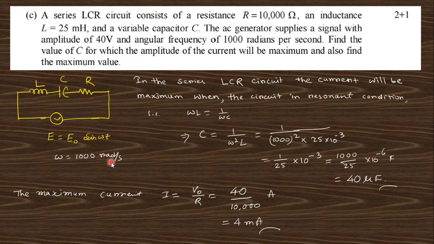So you know it will be maximum when there is a resonant condition. So from this condition you will find out the value of capacitance, which is 40 microfarad, and the maximum current will be V0 by R, because the current and voltage are in the same phase when they are in the resonant condition. That's why we can write this. So if you put this value, finally you will get this answer, 4 milliampere.